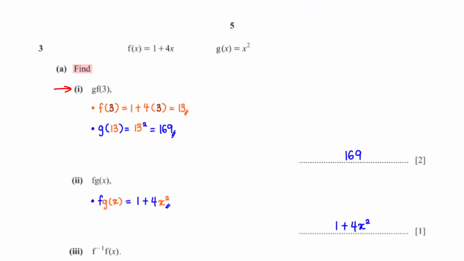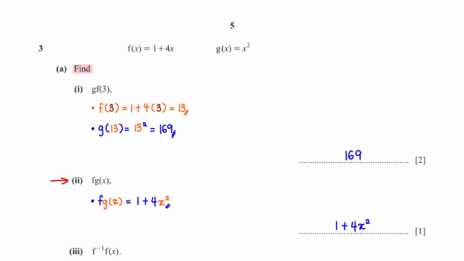Find g of f of 3. First, let's find f of 3. To get f of 3, we replace x in f of x with 3. So we have 1 plus 4 times 3, which is equal to 13. So now, to get g of f of 3, we replace x in g of x with f of 3, which we found to be 13. This gives us 13 squared, which is equal to 169.